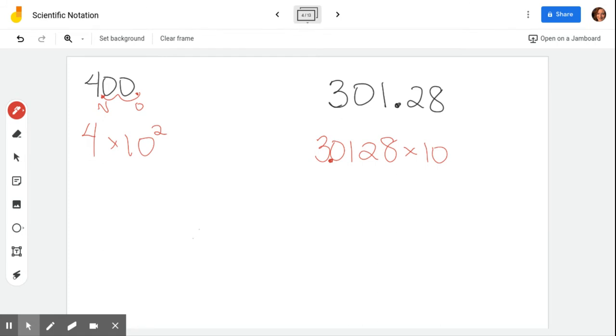So go up to your original number. Here's where I put it. This is the new one. The old one was right here. When I count new to old, I'm not going to count all the way to the end of the number. I'm just going to count from the new decimal to the old decimal. It takes me 2 moves to the right. So like the problem I did before, this one also gets an exponent of a positive 2.